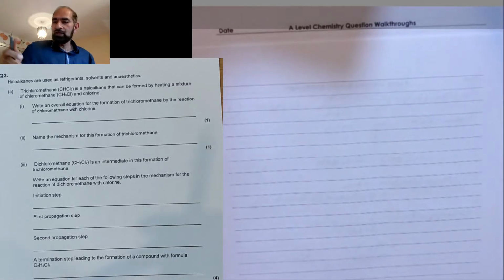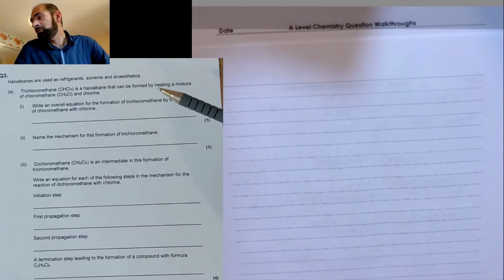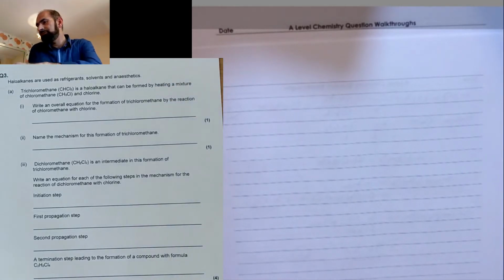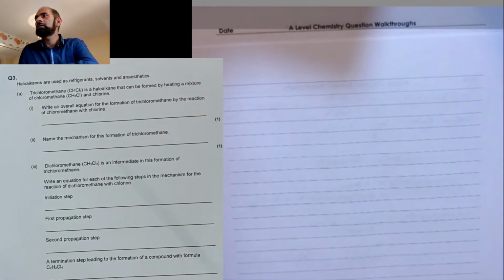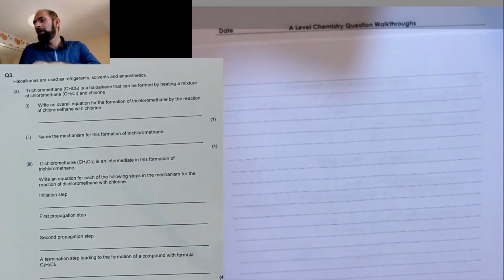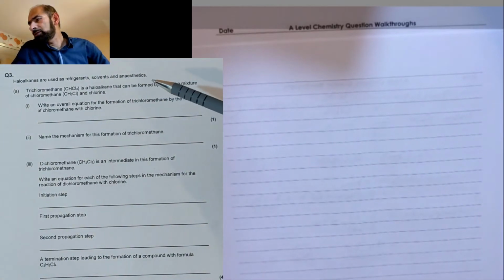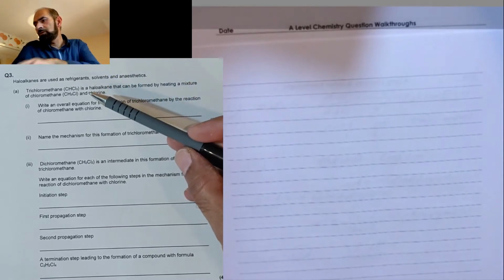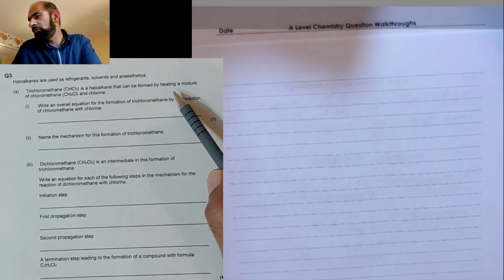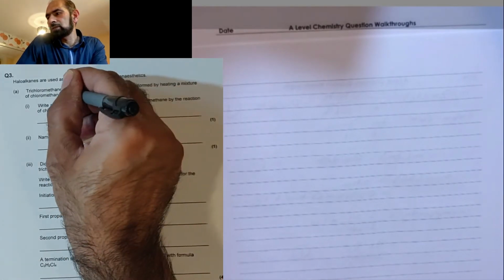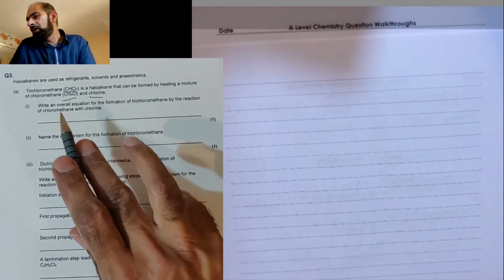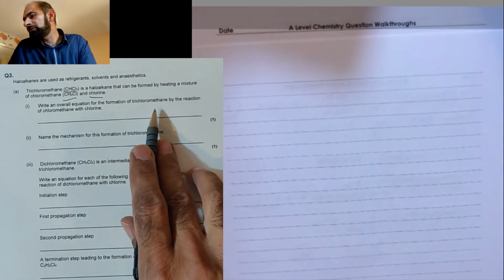Okay, so the question says, it's a long question, it's a 9-marker question. So it's total 9 marks. Let's just make a start with this. Haloalkanes are used as refrigerants, solvents, and anesthetics. So some background information. Trichloromethane is a haloalkane that can be formed by heating a mixture of chloromethane and chlorine. So that's what they're forming. Write an overall equation for the formation of trichloromethane.